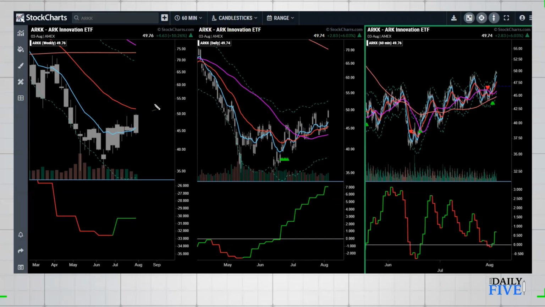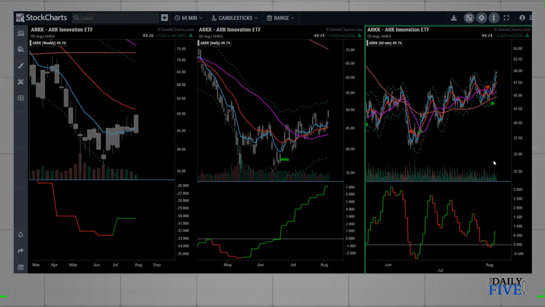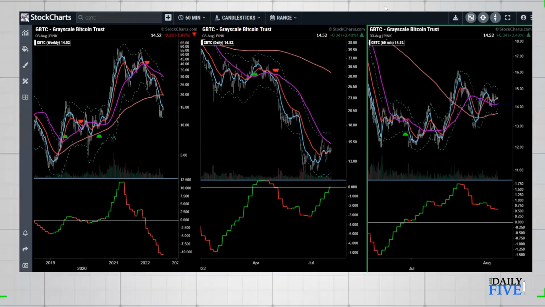And so I wanted to point it out to you guys, especially in through here on the daily chart and the hourly chart, of what to be looking for if things are going to be bullish for you for a little while. Another one, GBTC.